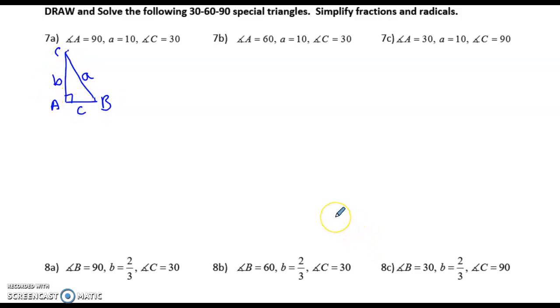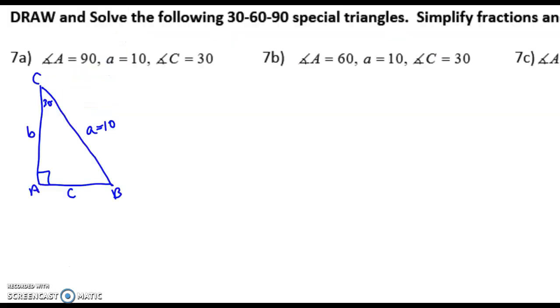Okay, so this time we've been given that angle C is 30 and side A is 10. What will we do from there? When it says to solve the triangle, that means find everything that was missing. So for number 7A, we are missing side B, side C, and angle B, but we can figure out the measure of angle B pretty easily. Let's go ahead and get that one out of the way.